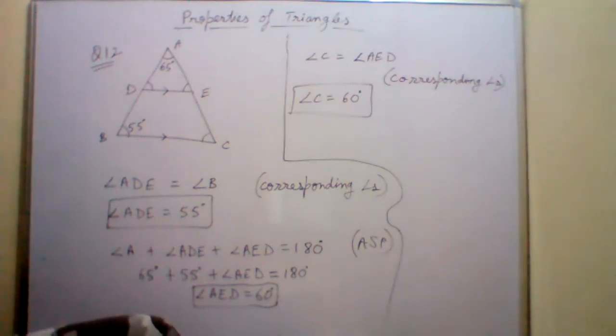Then the last one, all angles equal to 60. We did this just now. A triangle in which all angles are equal to 60. What type of triangle is that?